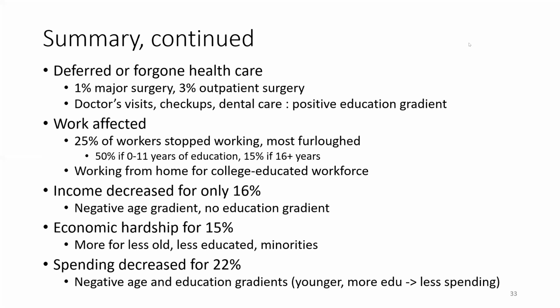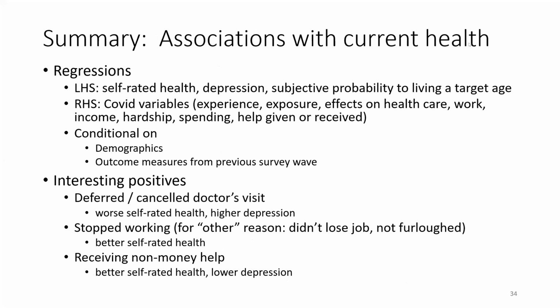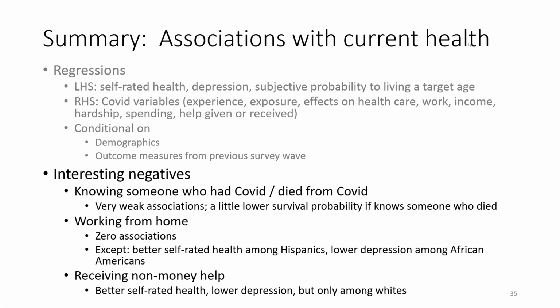And then another interesting result is that more people report that their spending decreased than the proportion of people who report their income decreased. There's not much of an education gradient for decreased income, but there is a remarkable result for Hispanics, and spending decreased for the younger and more educated part of our sample. And there are the associations with current health, and there are some interesting positive as well as interesting negative results. I mean, by that I mean no results. These are very preliminary results, so I don't want to spend too much time on them.